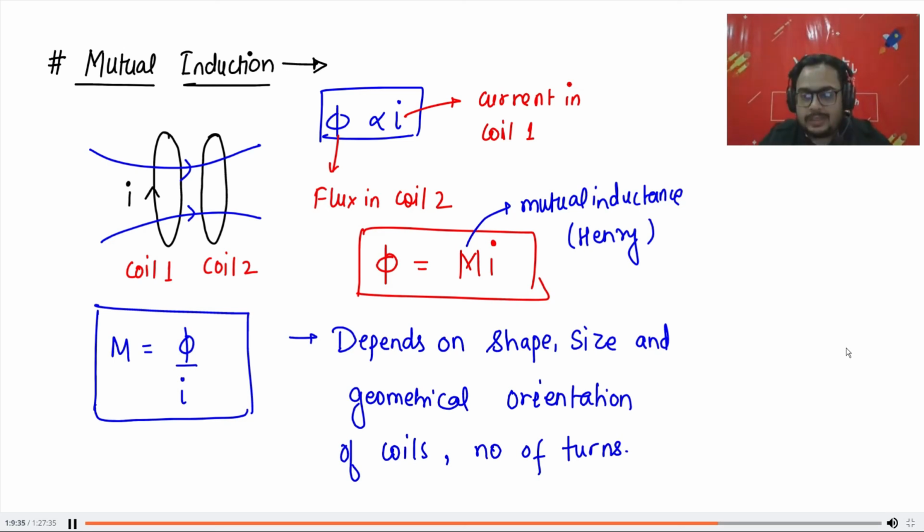Okay. So what I was saying, mutual inductance depends on the geometrical orientation of the coils. What does that mean? If the coils are very, very close to each other, more flux linkage will be there. If coils are very, very away from each other, less flux linkage will be there. So that is the term geometrical orientation.